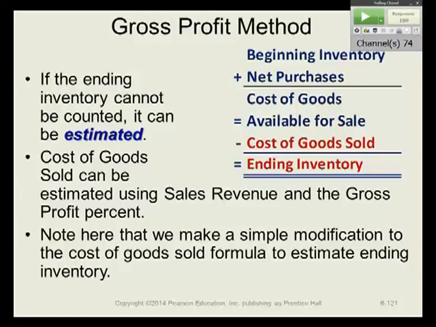is the following. We have to assume that the beginning inventory is recorded somewhere. It's going to be in your records, so that's going to be known. You have computer records someplace, as long as those weren't destroyed, in the corporate headquarters, not necessarily in the warehouse. You also know the amount of purchases, so goods available is known.